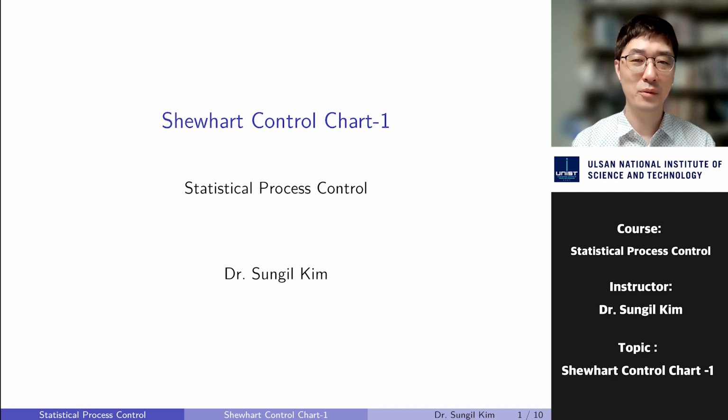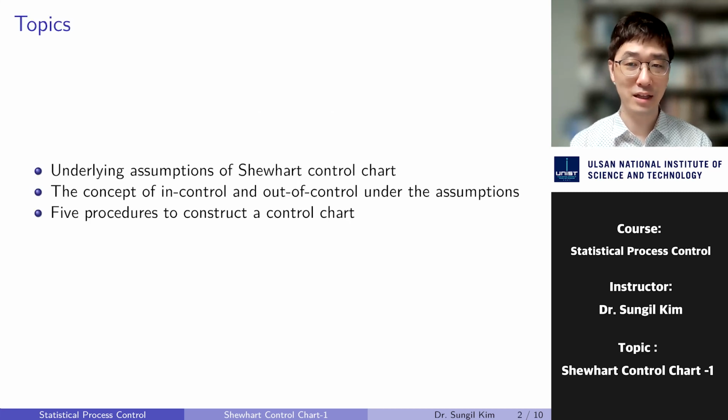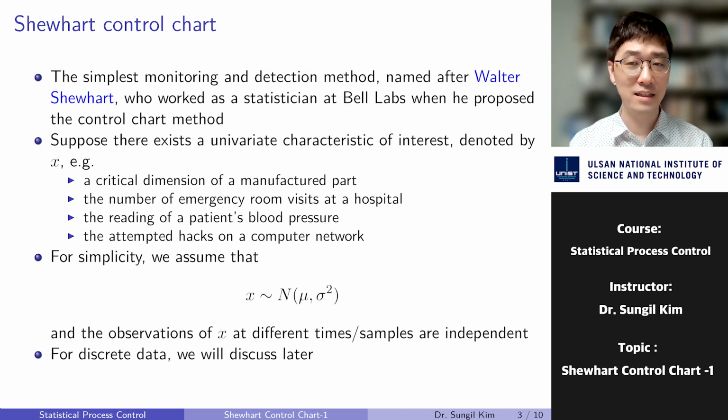Everyone. Today we are going to talk about one of the traditional SPC charts, the Shewhart control chart. The Shewhart control chart is the simplest monitoring and detection method. It is named after Walter Shewhart, who worked as a statistician at Bell Lab.